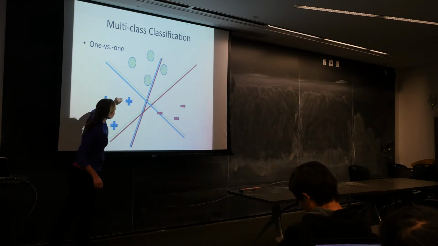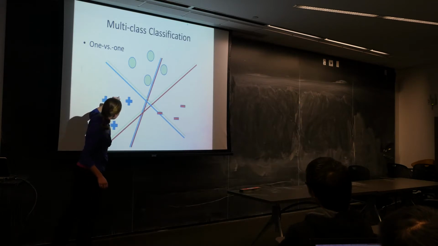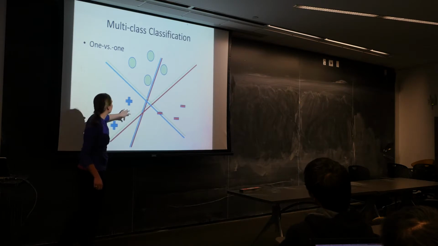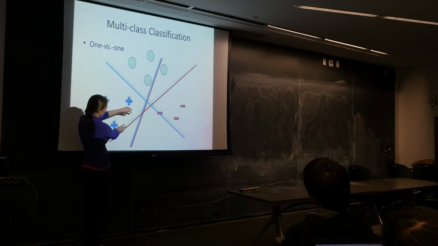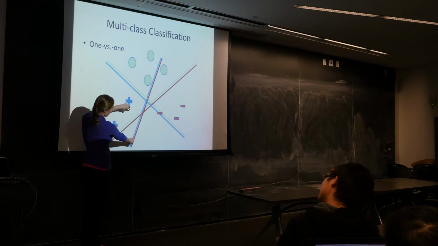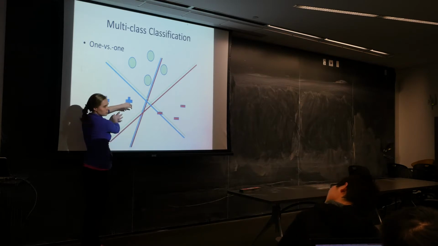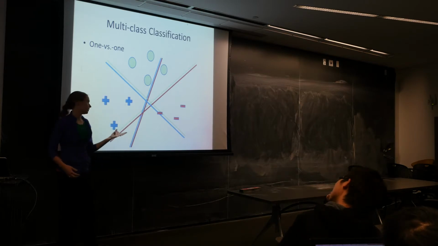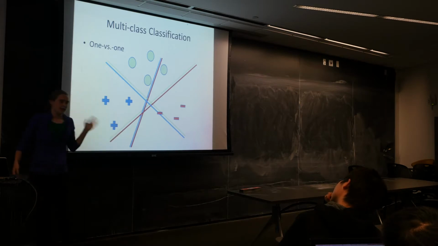let's see. So suppose you had a point that was here in the blue region, so probably blue. But if you looked at this one that separated the red and green, you would say it's a green point. If you looked at this one separating blue and green, you'd say it's a blue point. This one separating the blue and red, you'd say it's a blue point. So you had 2 votes for blue, 1 vote for green, so you're going to say that it's blue.